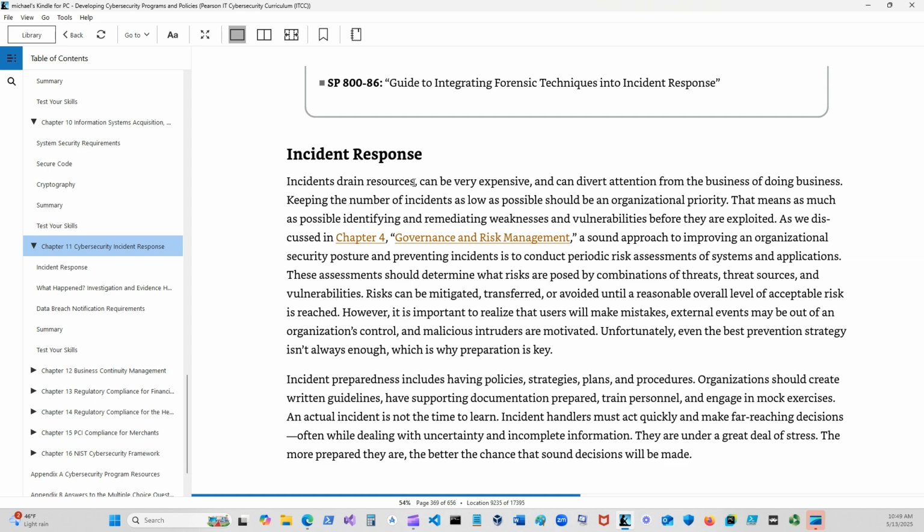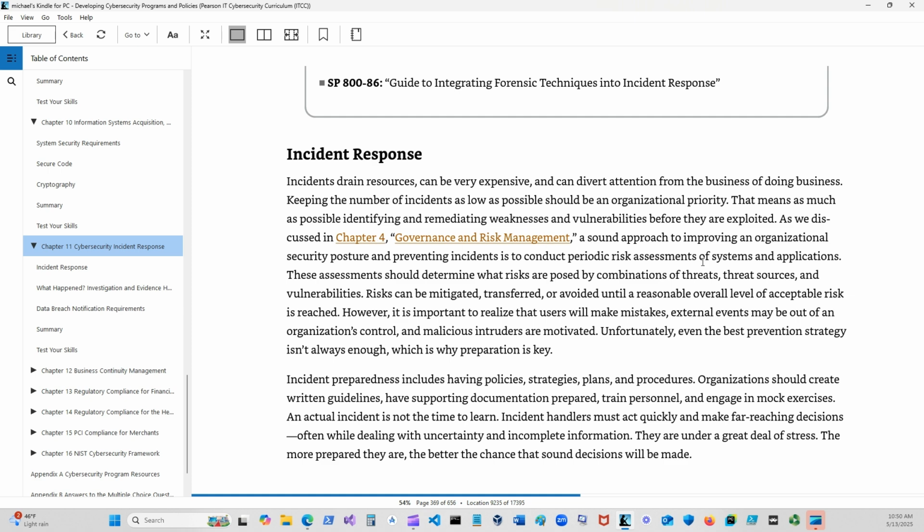Incidents drain resources, can be very expensive, and can divert attention from the business of doing business. Keeping the number of incidents as low as possible should be an organizational priority. This means, as much as possible, identifying and remediating weaknesses and vulnerabilities before they are exploited, as we discussed in Chapter 4, Governance of Risk Management. That's a whole other topic too.